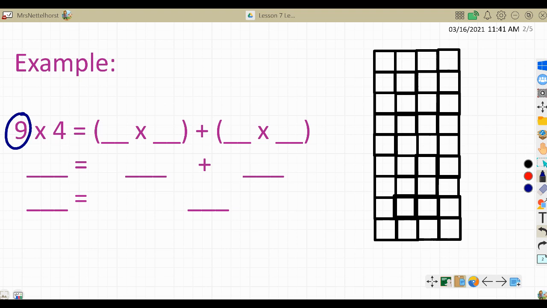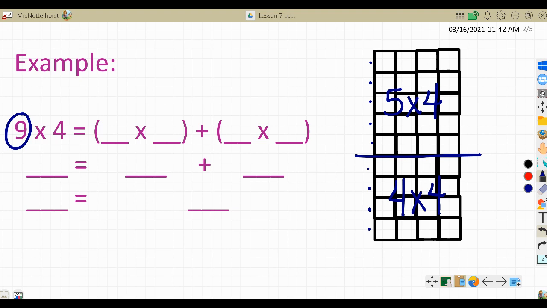So I'm going to divide my 9 rows into 5 and something else. So I'm going to count down 1, 2, 3, 4, 5 rows, and I'm going to draw a line across. Then I have 1, 2, 3, 4 rows remaining. So 5 rows plus 4 rows equals 9 rows. So I know that's correct because I can add those two numbers and they equal my total number of rows. So now I'm going to look at each of these as separate arrays, as smaller arrays. So this one has 5 rows of 4, and this one has 4 rows of 4.